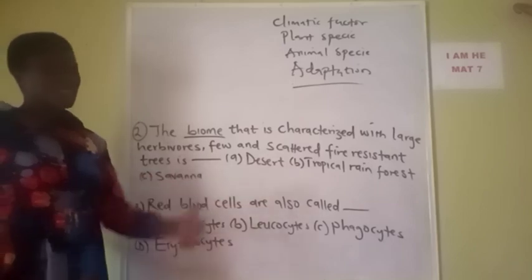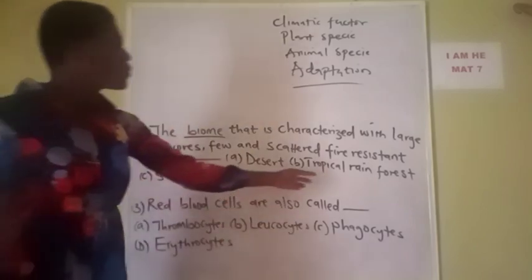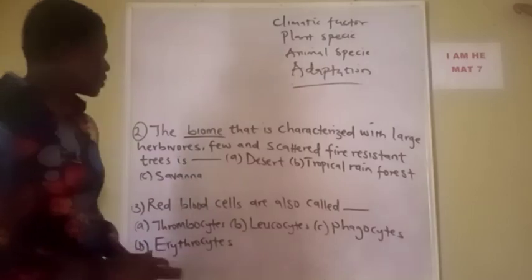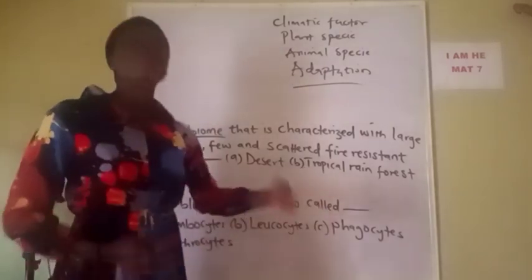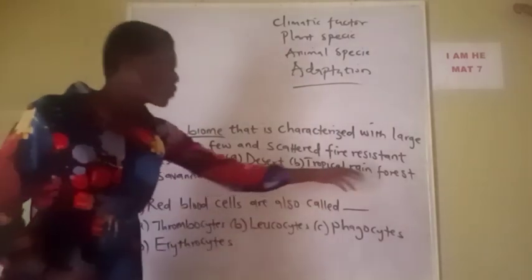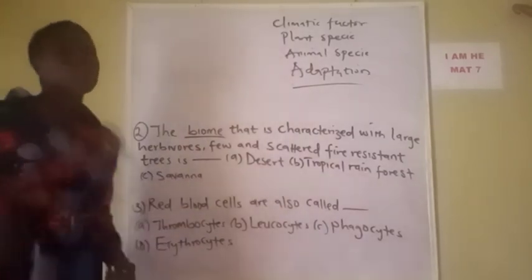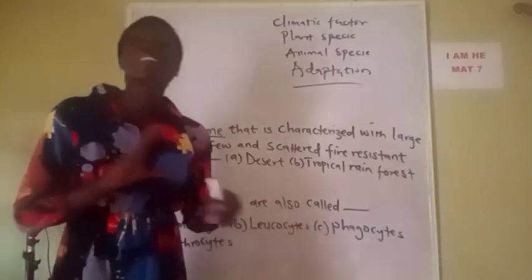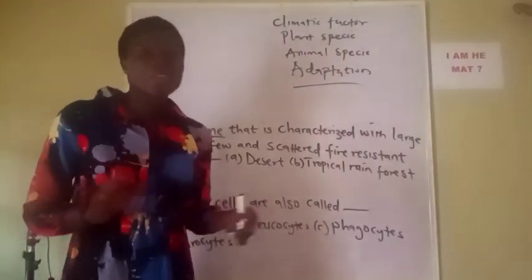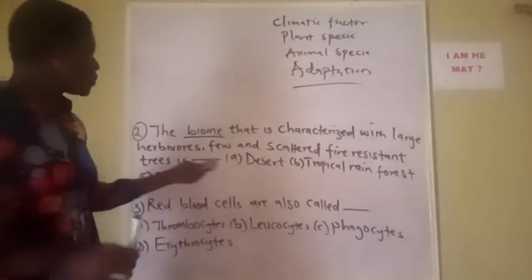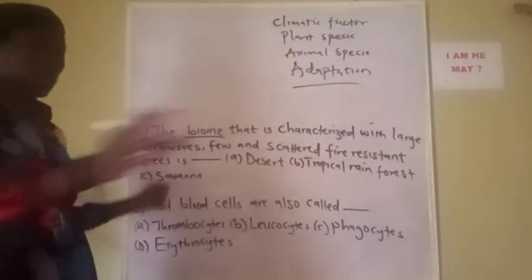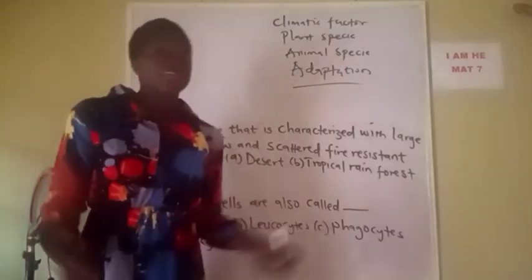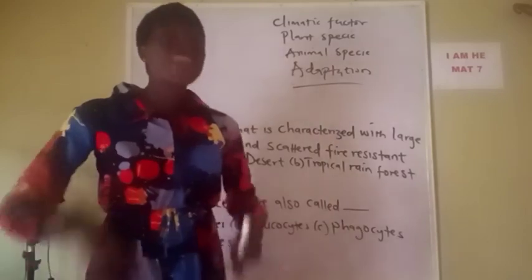The desert is a dry place. Now the tropical rainforest is a place that has heavy rainfall. You understand? But they have heavy rainfall in that tropical rainforest. Now the savannah, when you just hear the word savannah, it's talking about a grassland area, a grassland. They have scattered fire resistant trees, and also they have large herbivores like zebra. You can find zebra there, elephants there.